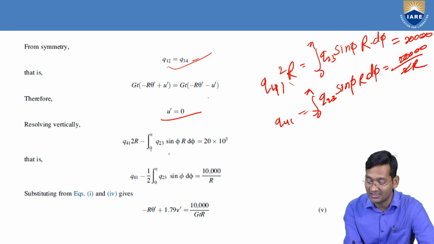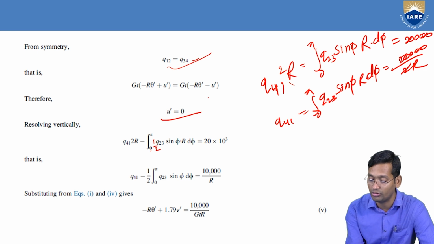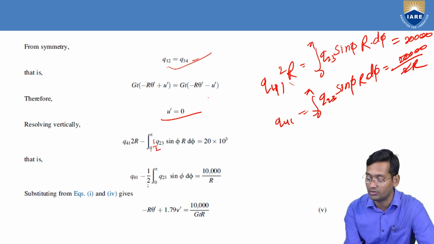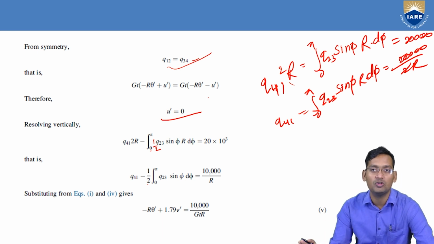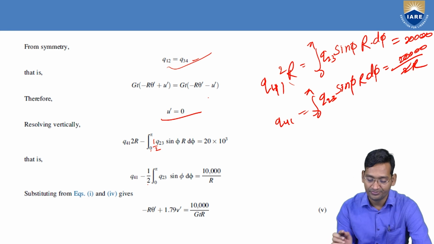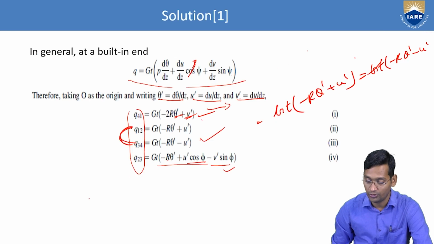Now just see here, this minus term is there. For taking 2r common, r is here, so you have to take 1 by 2 also. Then only can you take 2r common from these first 2 terms. That's why the 1 by 2 term is there. So now we have q41 minus 1 by 2 integral of 0 to pi q23 sin phi d phi equals 10,000 by r. Now we have q41, substituting from equations 1 and 4. So we have equations 1 and 4, q41 equals q23, just to equate that one.